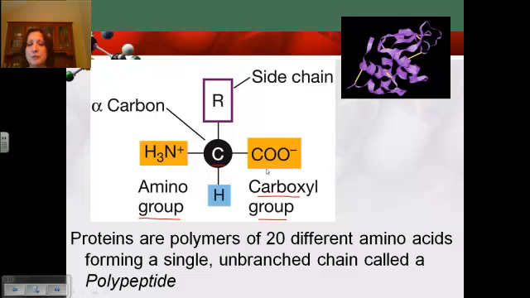So we have the amine group, we have the carboxyl group, and then on the third bond will be a hydrogen. Now, this last one, the R group, is what makes the different amino acids different. So there are 20 different R groups because there are 20 different amino acids. So we can have something as simple as an H to be that R group. Or it could be a ring of some sort, a long carbon chain. It could be a variety of different things. We're going to see those. But what makes one amino acid different from another amino acid is this R group. That's what's important.